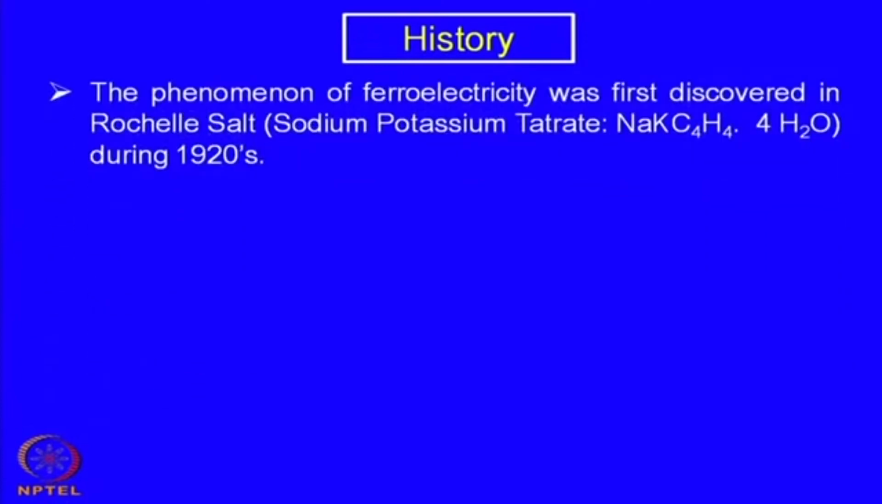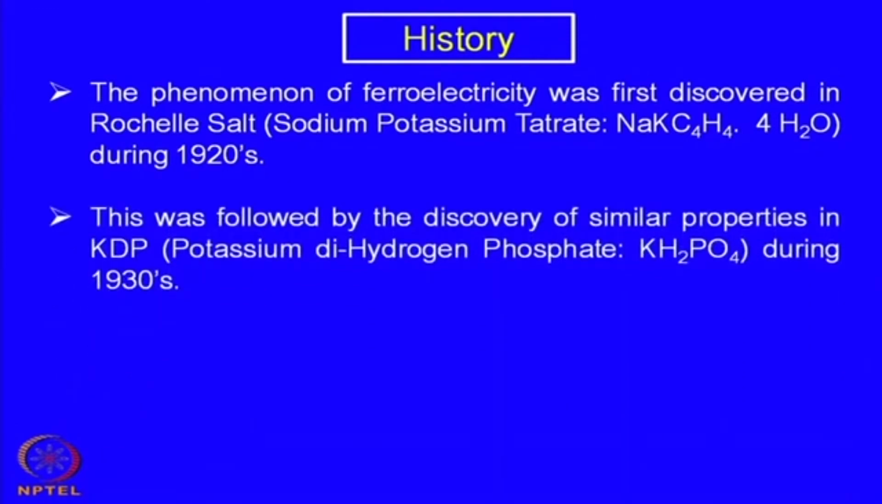If you go to the history of this, it was not the perovskite family of compounds which were discovered first, but it was discovered in around the 1920s in a soluble salt called Rochelle salt, which is nothing but sodium potassium tartrate. The formula is also given there. Later on, about a decade later, one more compound was also discovered having similar properties, that is in short KDP, the potassium dihydrogen phosphate. It is also a soluble salt.